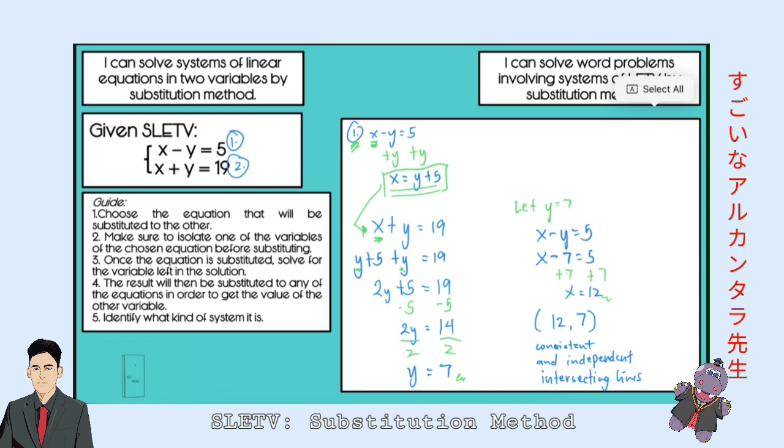Now, again, we formed an ordered pair, 12, 7. So it's consistent and independent, and there's intersecting lines. Again, for substitution method to work, we choose an equation that we wish to isolate a variable with, and then we will substitute that to the other equation. Let's have one more example.